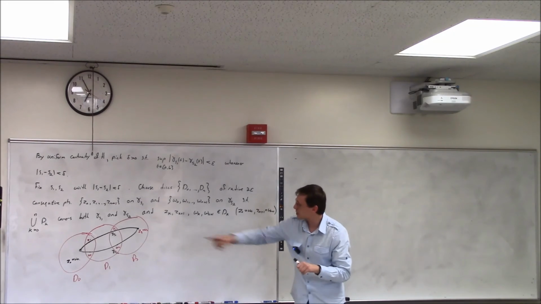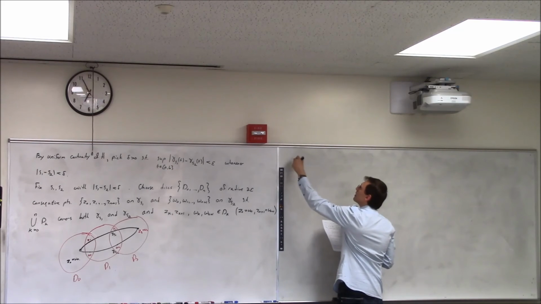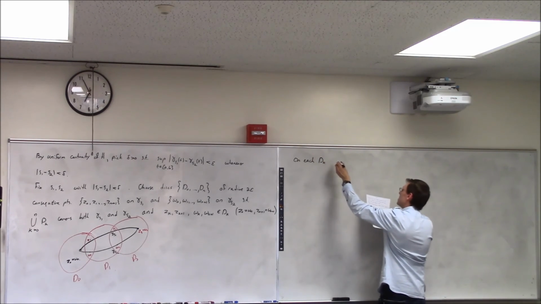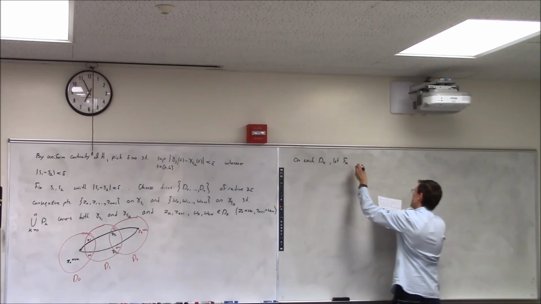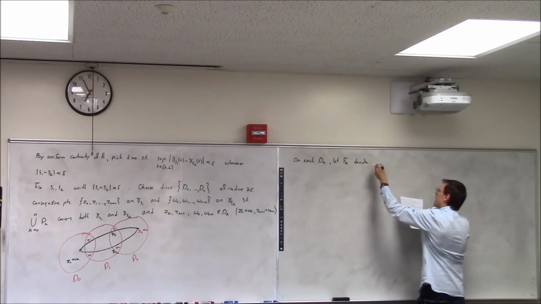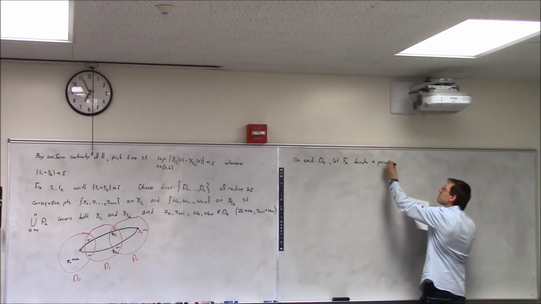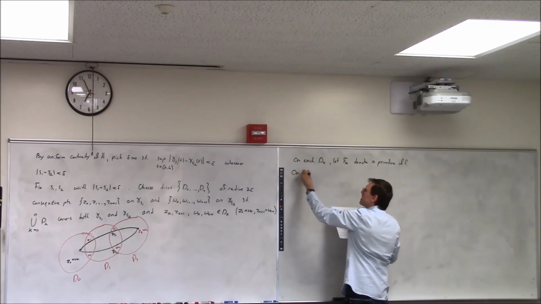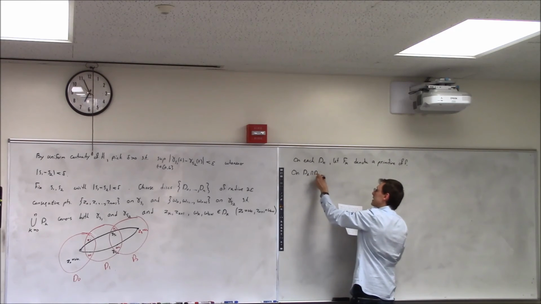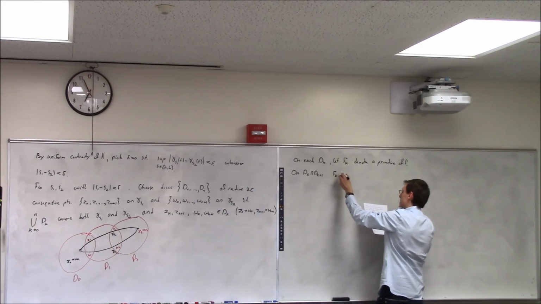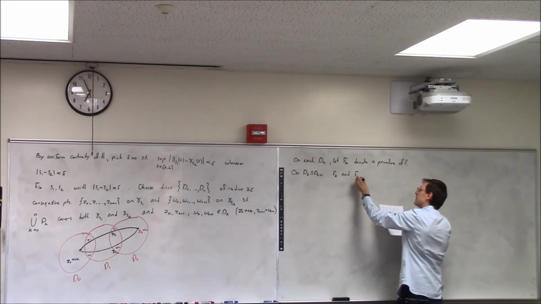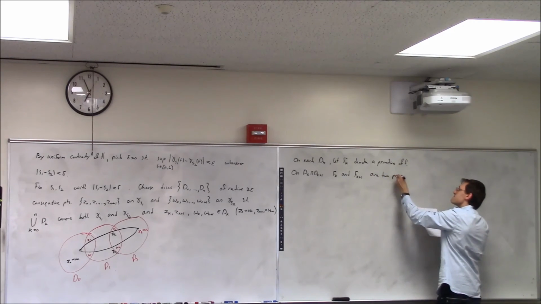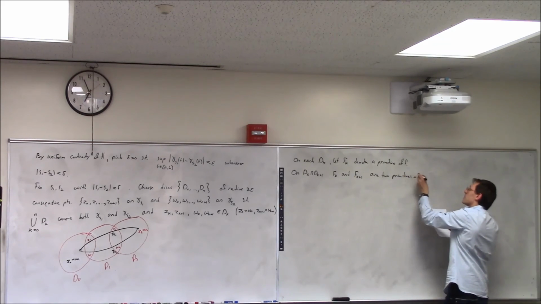So here is the consequence. We have those disks, right? So on each D sub k, let f sub k denote a primitive of f on D_k. On D_k intersect D_{k+1}, f_k and f_{k+1} are two primitives of the same function f.